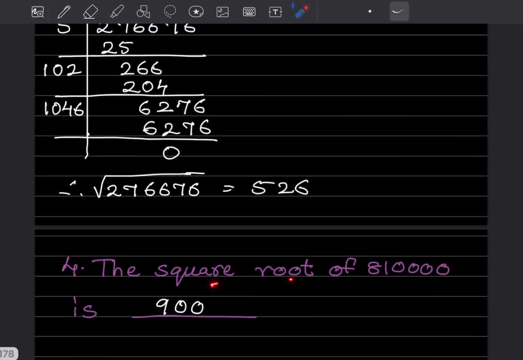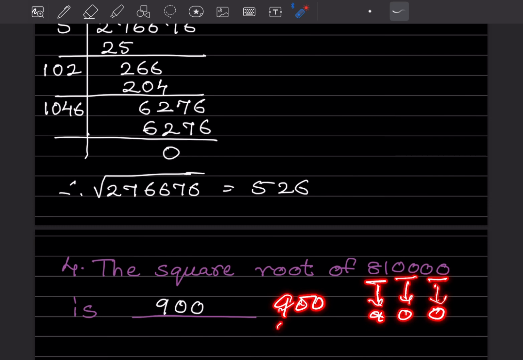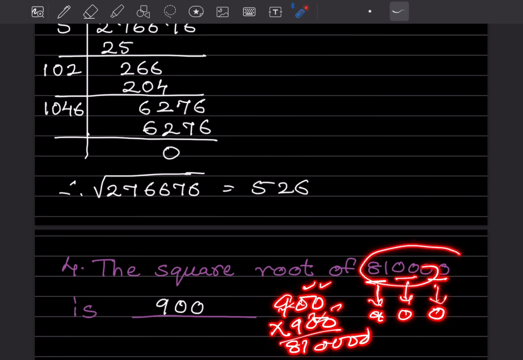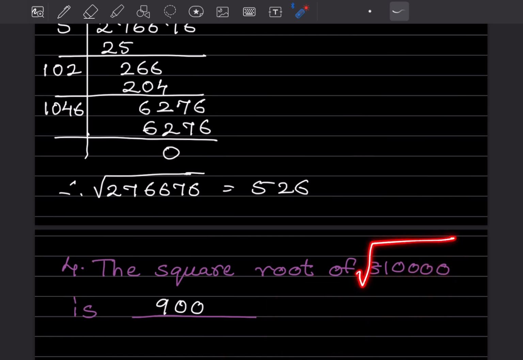The square root of 810000. So what we can see here, there are 4 zeros. That means we are going to group it. So this is going to be 9. This will be 0 and this is going to be 0. Because 9 nines are 81. So this will be 900. This is going to be 81 and we put 1, 2, 3, 4. This is the same as this one. So the square root of this one is going to be 900.